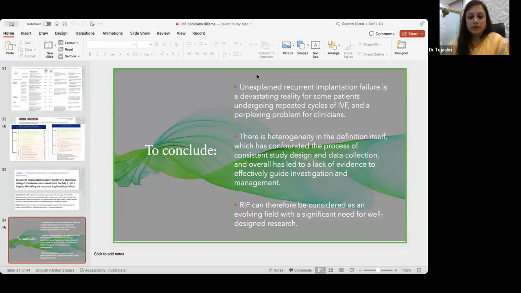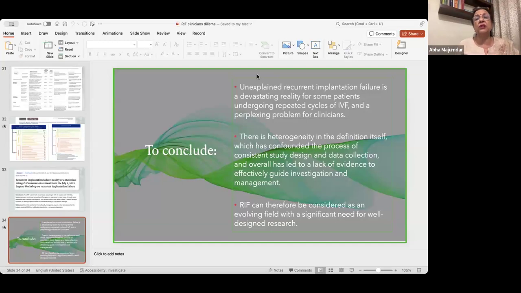Ma'am, since you mentioned that we use low molecular weight heparin, for the benefit of the listeners, how long do we continue the low molecular weight heparin? See, ideally, if we use low molecular weight heparin only because of its peri-implantation function, ideally it should be stopped on a positive beta HCG.